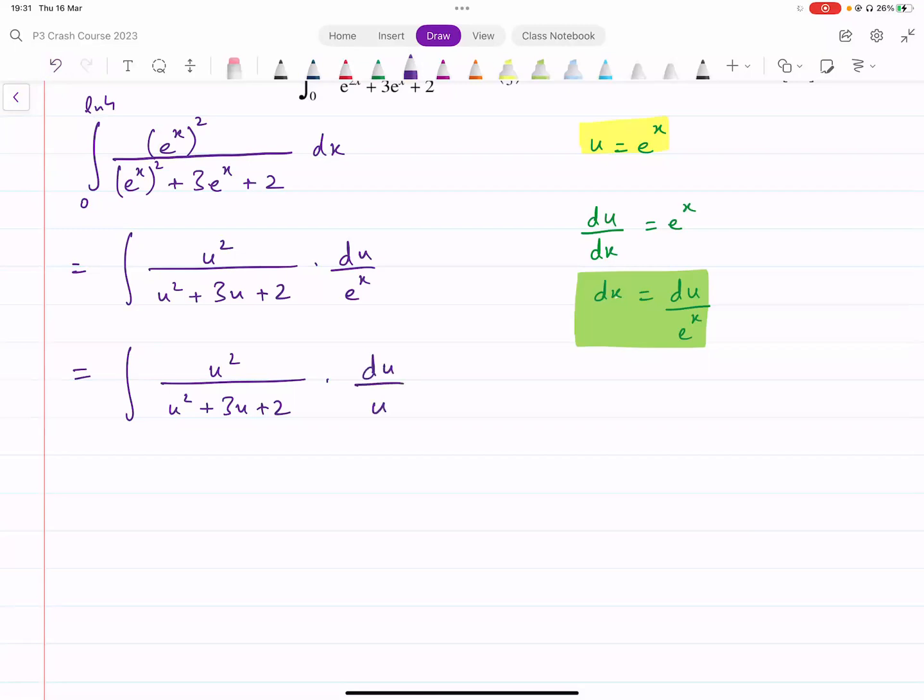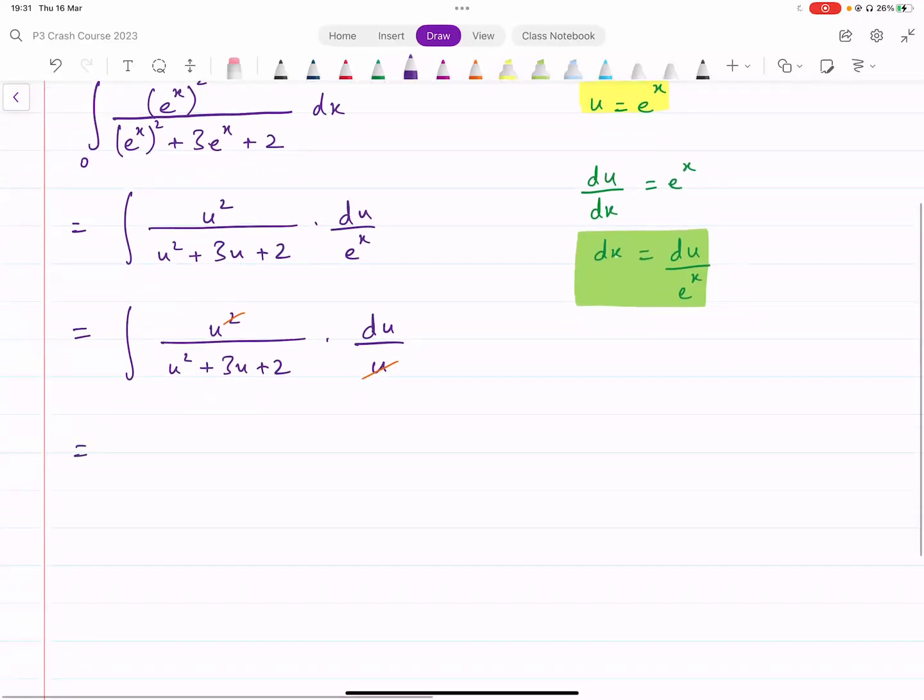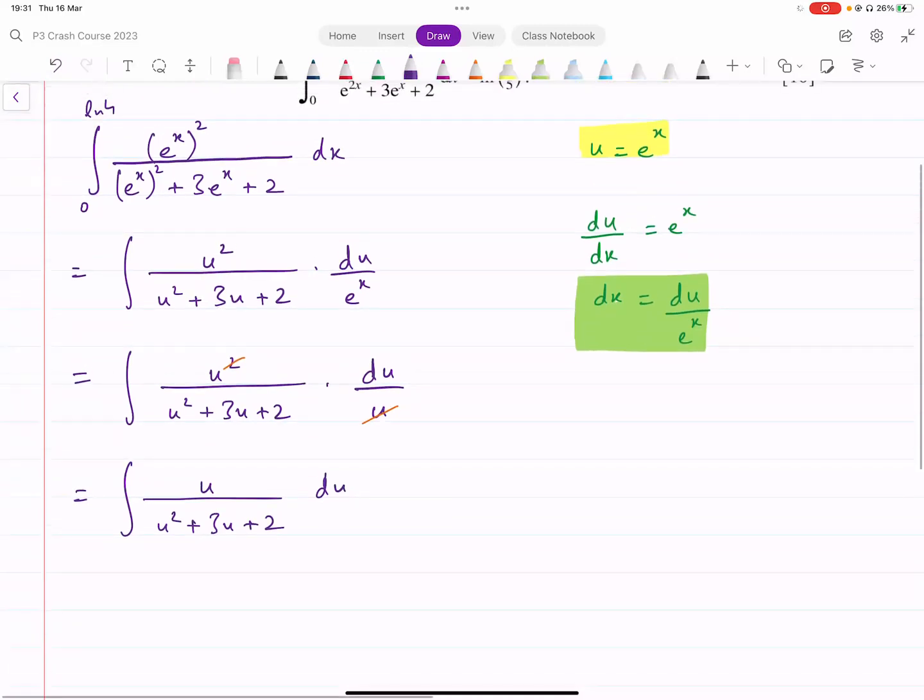One of these u's is going to get cancelled. This gets cancelled with this. And we get the integral of u over u square plus 3u plus 2 du. This is the integration that we have to do.